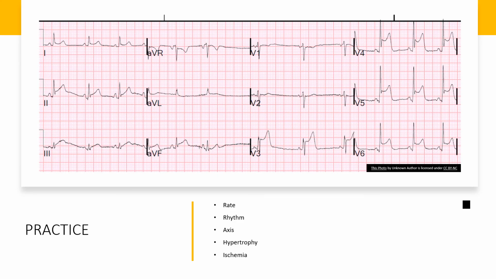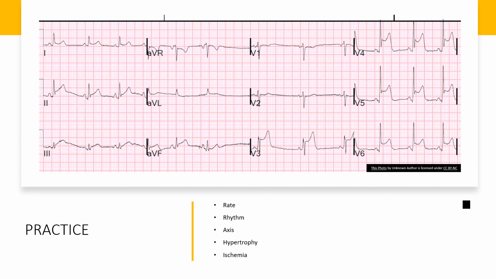Assessing my rhythm, it's regular, and I have a P, QRST, P, QRST, P, QRST. It looks like there's a P with every QRS. I don't see any extra QRSs without a P and no Ps without a QRS. My intervals, PR is normal. It looks like my QRS is narrow.